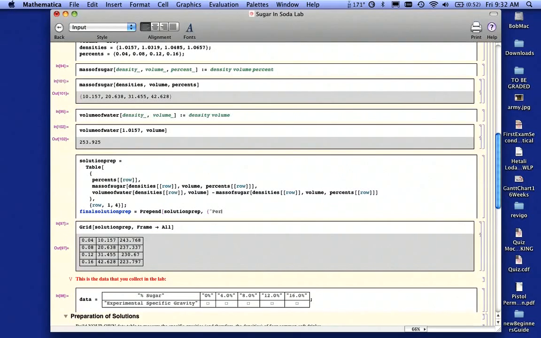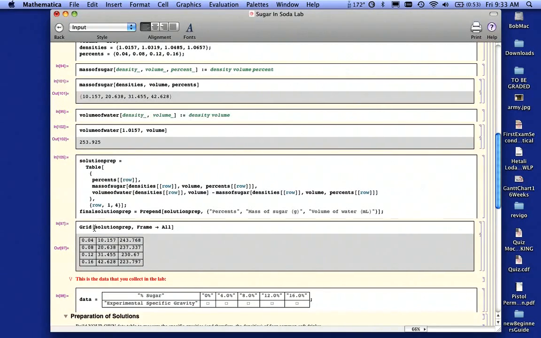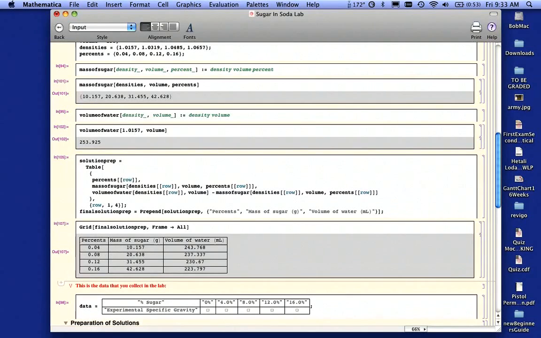I'm going to say, in quotes, because these are going to be labels, percents, mass of sugar in grams, and volume of water in milliliters, and I'm putting that all in brackets. Okay. So I'm going to suppress that because I don't need to see it, but down here I'm going to actually grid out my final solution prep table, and I think you can see what I did there. Prepend, by the way, means in front of, pend means add. So I added some labels to my original table.